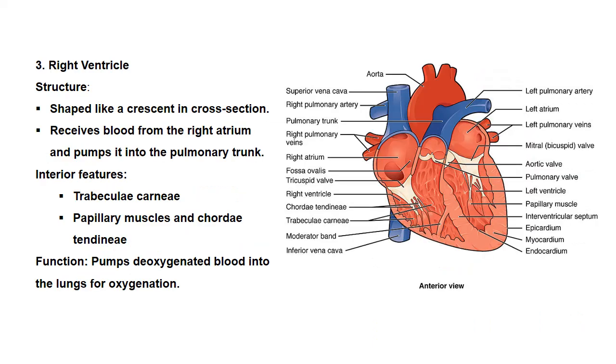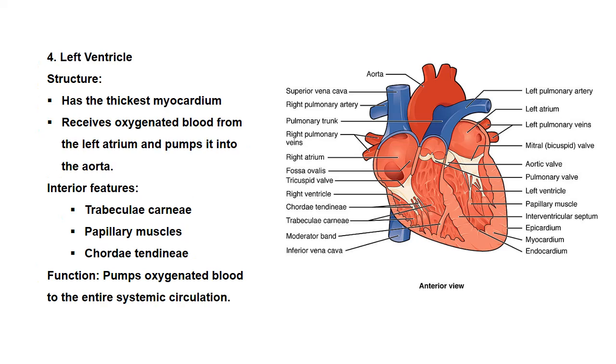The right ventricle pumps deoxygenated blood into the pulmonary trunk through the pulmonary valve. Its walls are thicker than the atria but thinner than the left ventricle. Inside you will find trabeculae carneae, papillary muscles and chordae tendineae, which anchor the tricuspid valve and prevent its prolapse during contraction. You can find these features in the diagram on the right side of the slide.